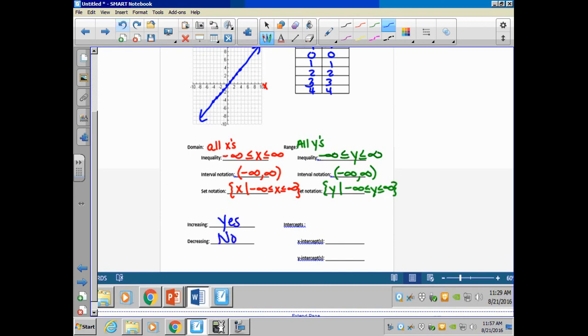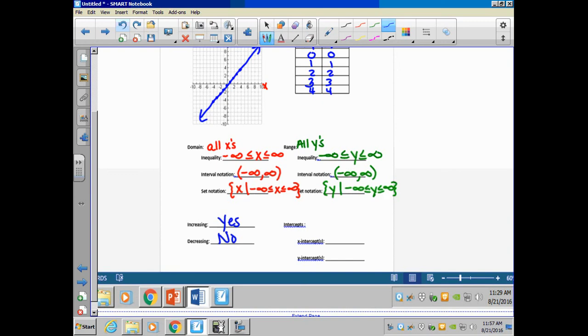It is not decreasing. Sometimes if it is not going on to infinity, we can say it's increasing from this to this or decreasing from this to this. It all depends on the type of function. But when we're talking about linear, it's either going to be increasing or decreasing if it goes to infinity.